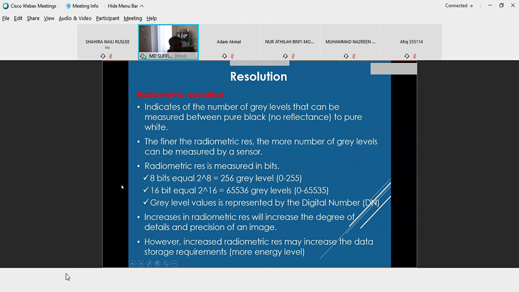And then radiometric resolution. Radiometric resolution indicates the number of gray levels.